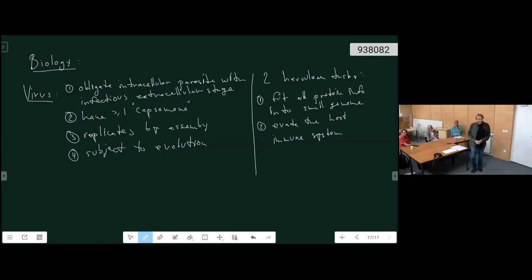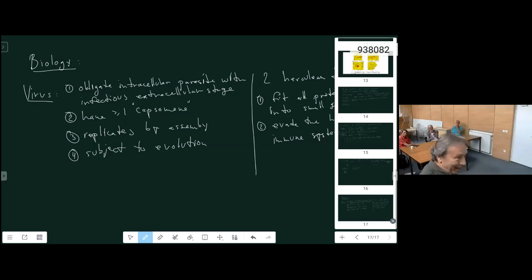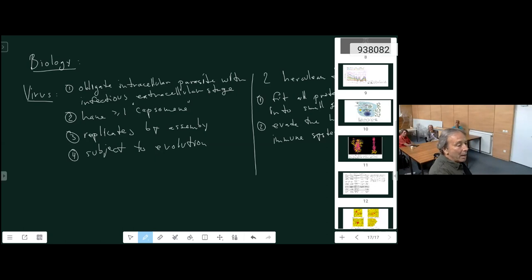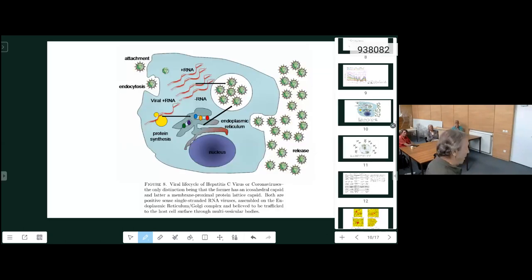Okay, enough poetry. I guess it's art. Let me show you a diagram of the viral life cycle.